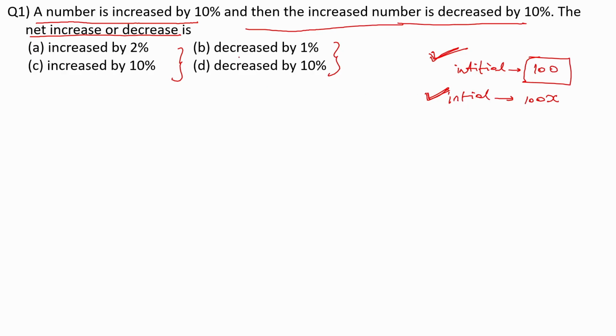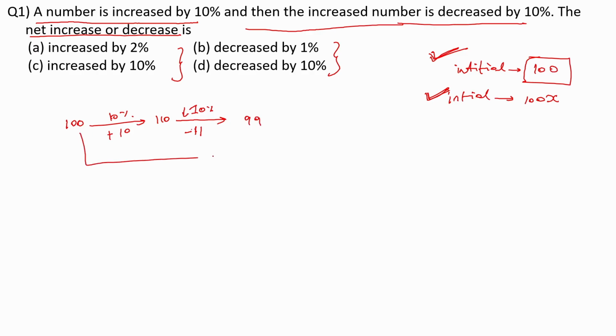So here the options are given in percentage, so I would take my initial value to be 100. So 100 is a number. It was increased by 10% initially. 10% of 100 would be 10, and the final value would be 110 when it is increased by 10%. And further, it is decreased by 10%. What is 10% of 110? 10% of 110 is 11. As it is decreased, I am going to give it a negative sign. So 110 minus 11 would fetch me 99.